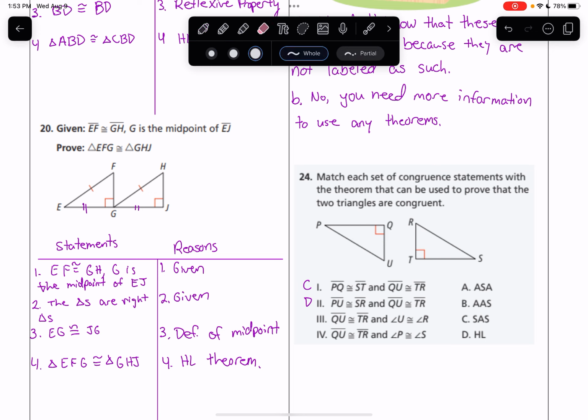The next one is that QU is equal to TR. And angle U is congruent to angle R. That gives us angle side angle congruence as we look at Q to U. So that's going to be A. And then, of course, that means the last one will be B.